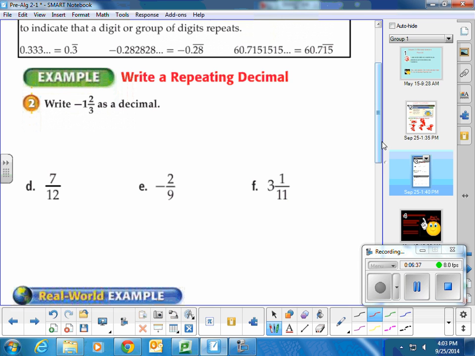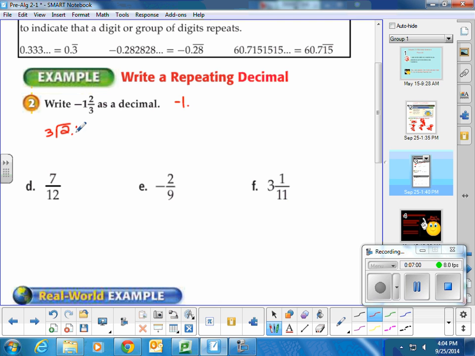In our first example of writing repeating decimals, we have -1 and 2/3. Well, I know it's going to be a -1 in front of the decimal point, and after the decimal point, we need to figure out what 2/3 is as a decimal. So I'm going to do just like we did before, 2 divided by 3.